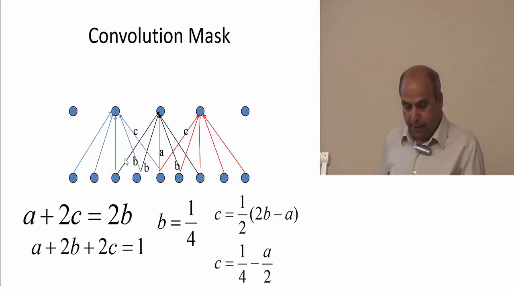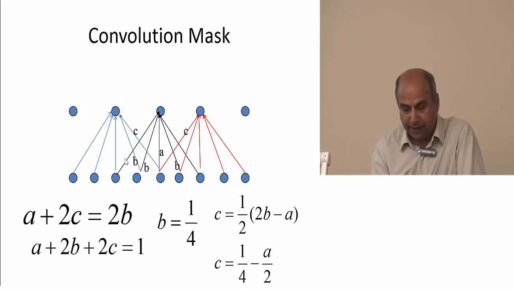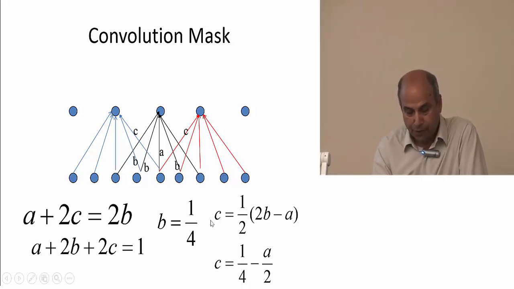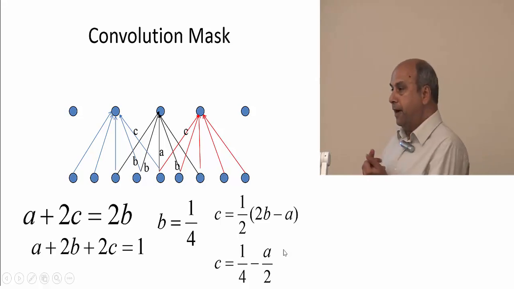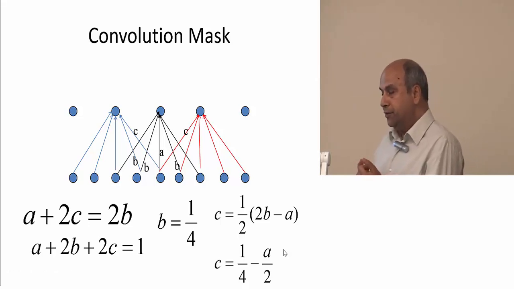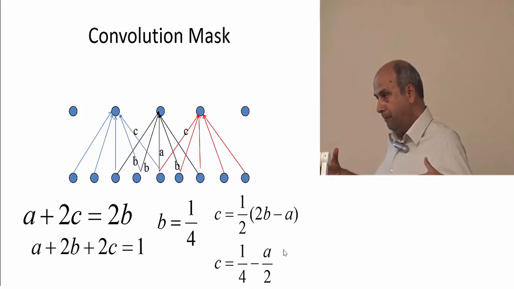Okay, so let's find the value of C. We know that 2B minus A is equal to 2C, so C becomes half of 2B minus A, and C becomes 1/4 minus A upon 2. So if we define A, we know C, and B is always fixed at 1/4, then we have the whole mask, but there are 5 values.